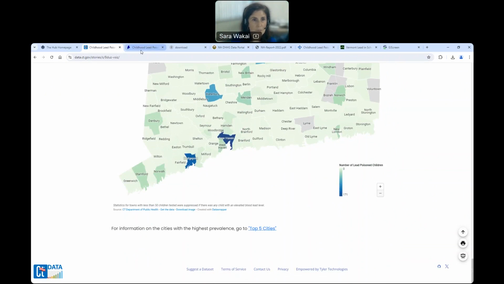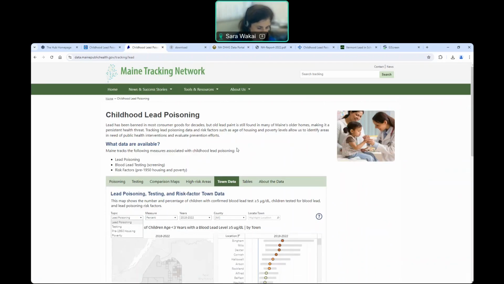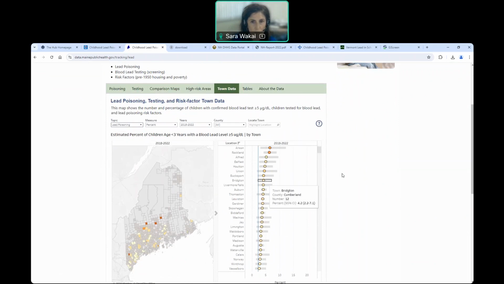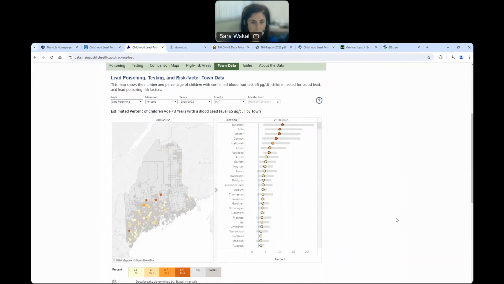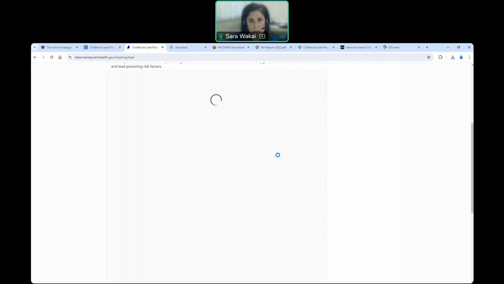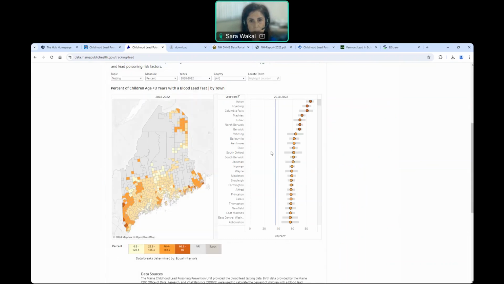Okay, so now let's move on to Maine. So in Maine, I like to click on town data and lead poisoning. And this is what you'll see. The darker orange are going to have higher percentages. And you can scroll over one particular town, such as Bingham, and you'll see the number of cases and the percent of cases. And you can also look at it in graph form.